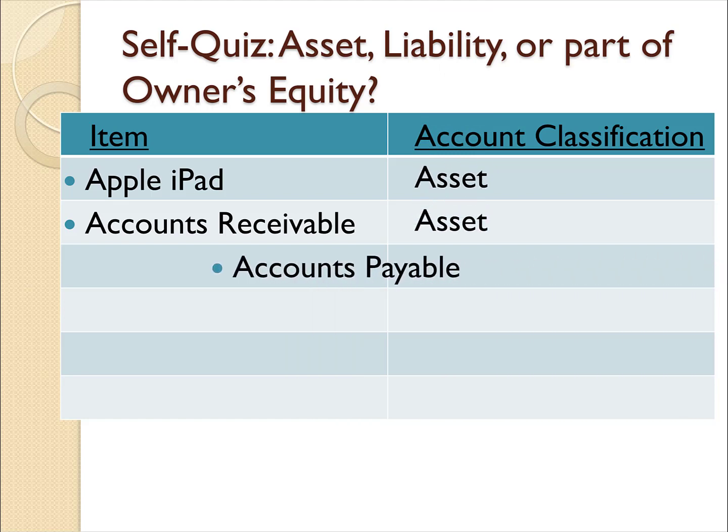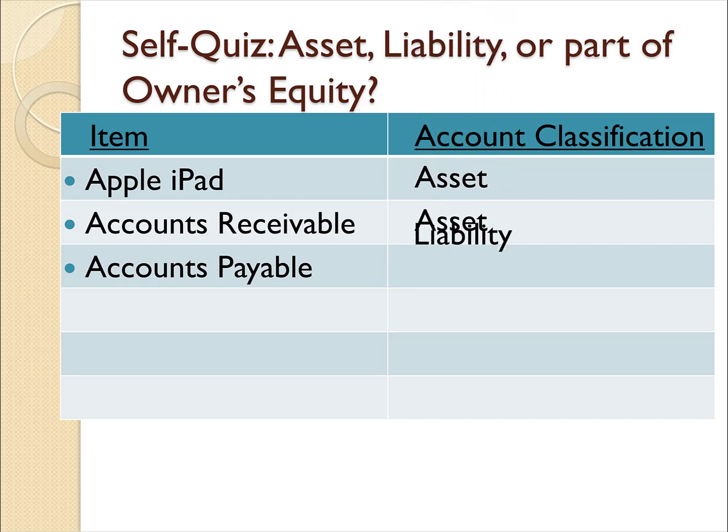How about accounts payable? Hopefully this one's easy. Asset, liability, or part of owner's equity? It's a liability. It's debt. This should be the easiest. Cash. Well, that's everyone's favorite asset.